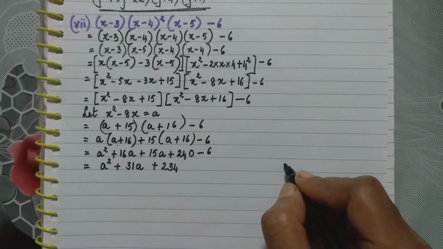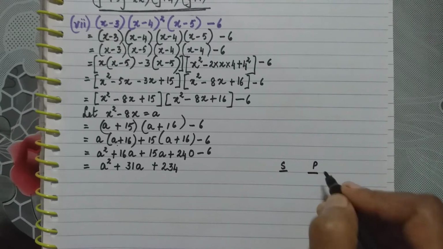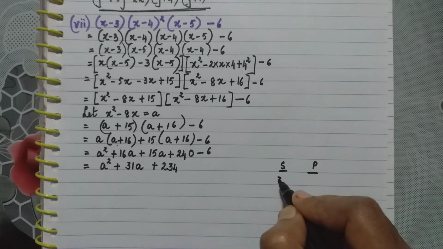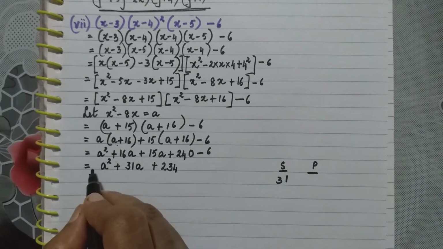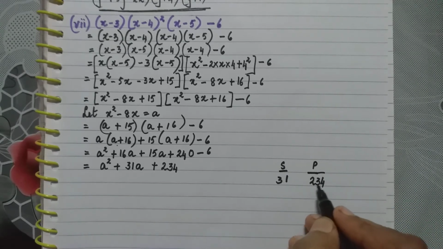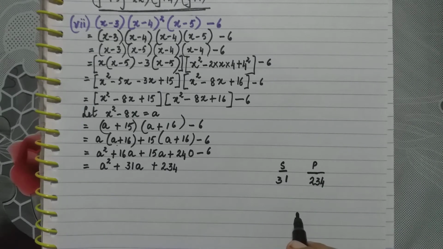So we factorize it, writing here now sum and product. What is the sum? Coefficient of a, that is 31. What is the product? 1 into 234, that is 234. Now you have to find the factors of 234.